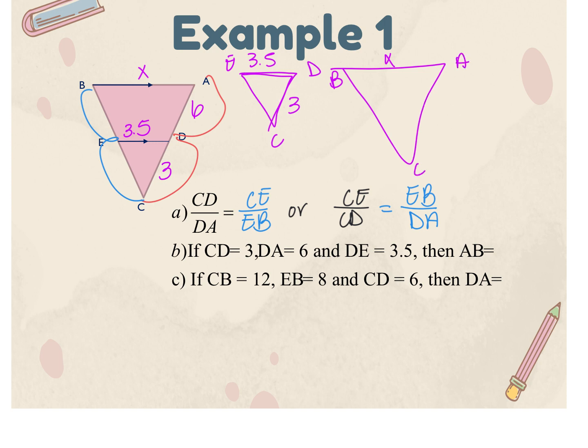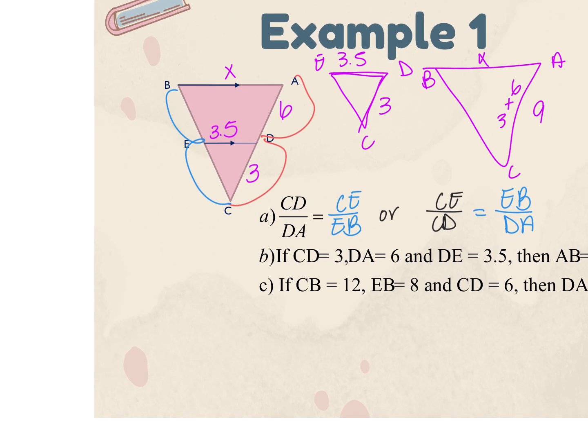And what would my side be? What would this AC side be? Good. 6 plus 3, and that's going to give me 9. So now I need to set it up as a proportion and solve. So I'm going to do B right over here.